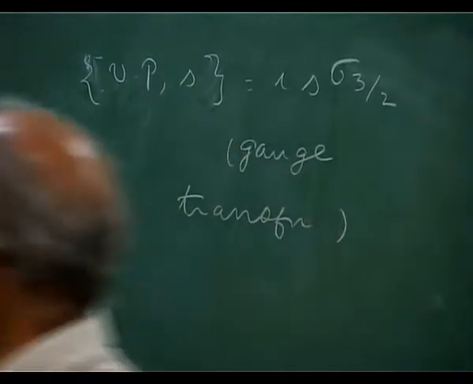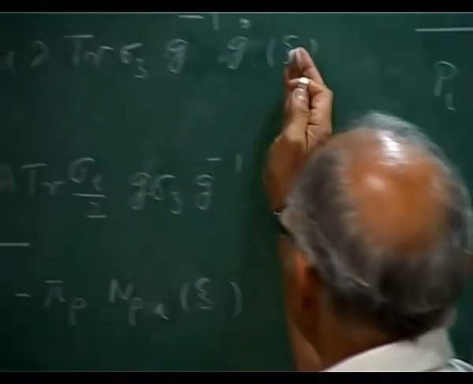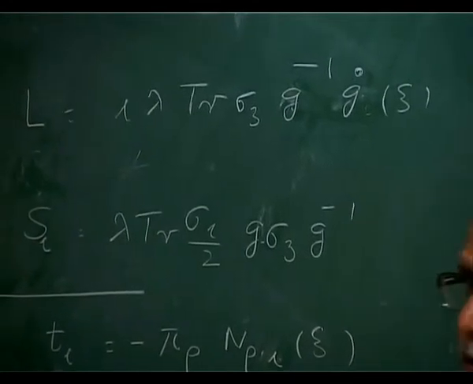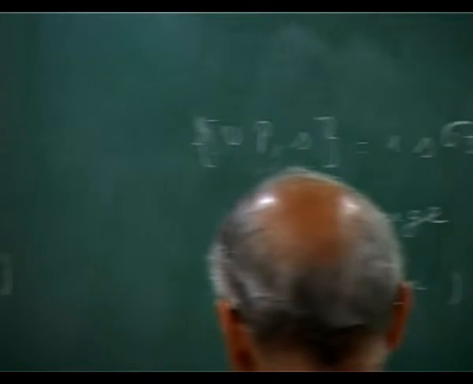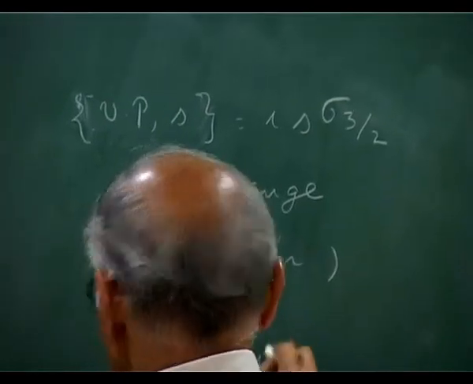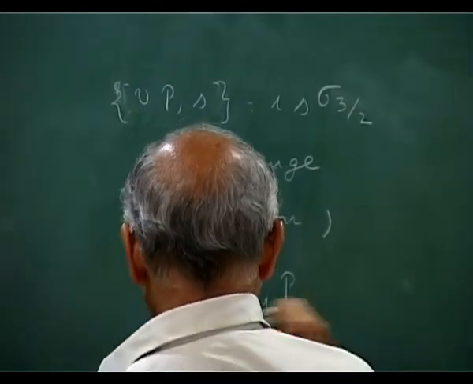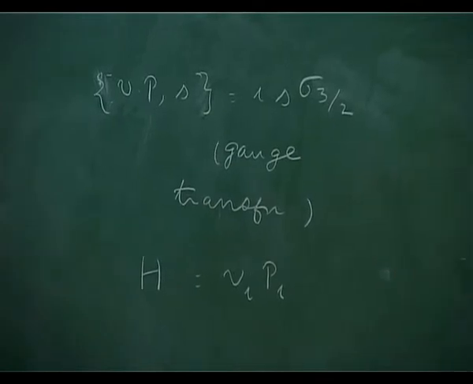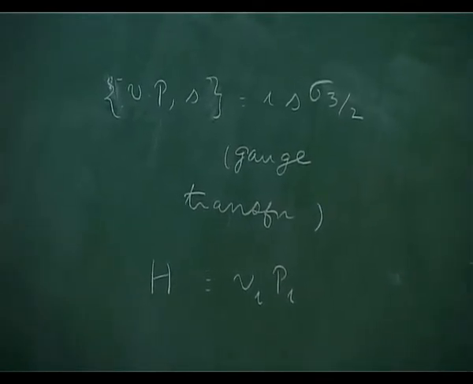Because remember that this Lagrangian had a gauge invariance, for action on the right. And the Hamiltonian was in fact equal to this kind of thing, V_i P_i. So the Hamiltonian was a first class constraint.